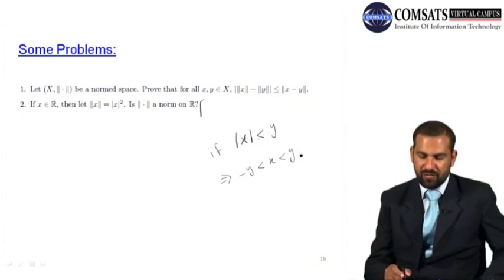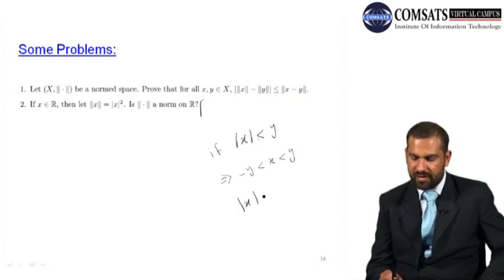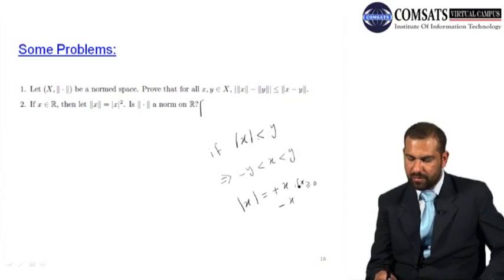And what about the absolute value of x? Its value is either plus x or minus x. By default it is plus x if x is greater than or equal to 0, and it is minus x if x is negative.